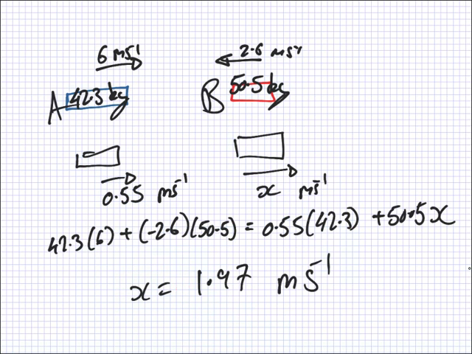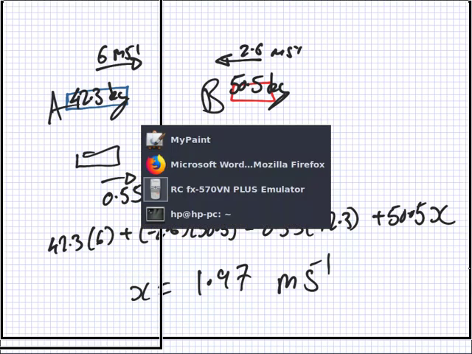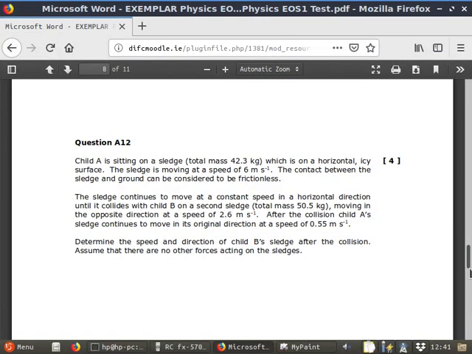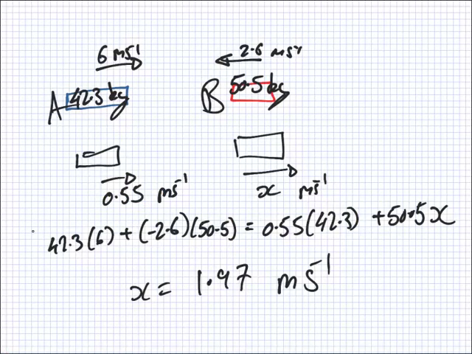How many marks for this? Did you see how many marks? 4. It's 4. Now think about it. 4 marks for this, you know?